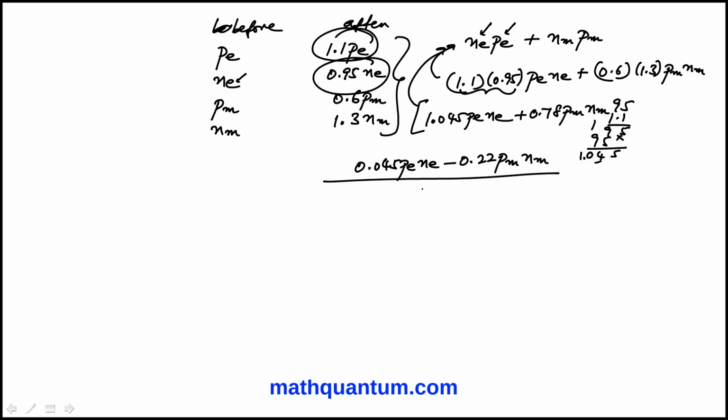So that's the change over the original times 100 is what I'm looking for. So this could be positive or negative depending on how these numbers turn out.